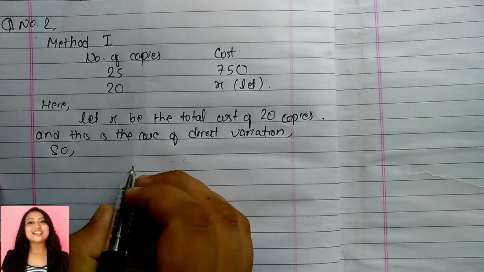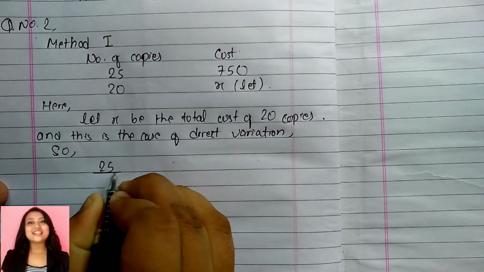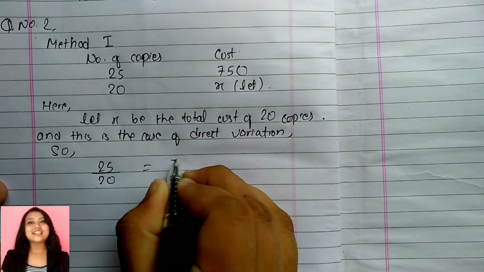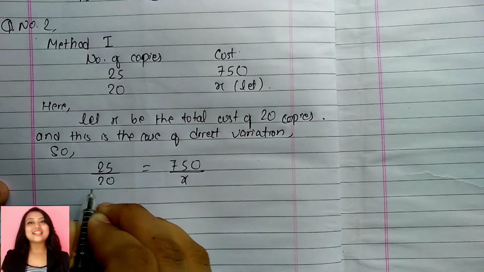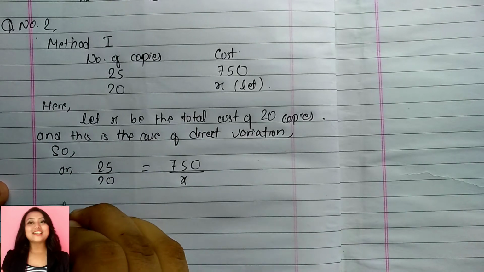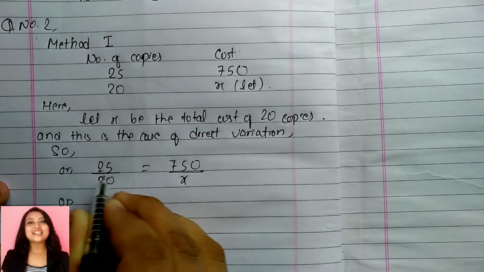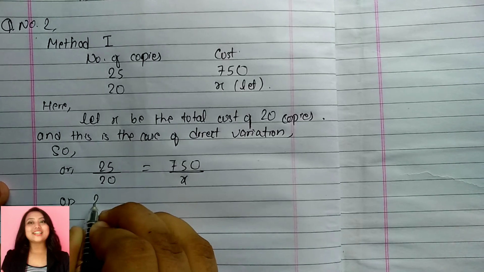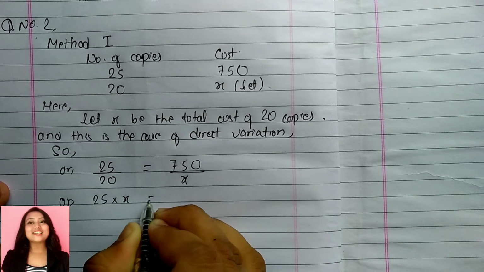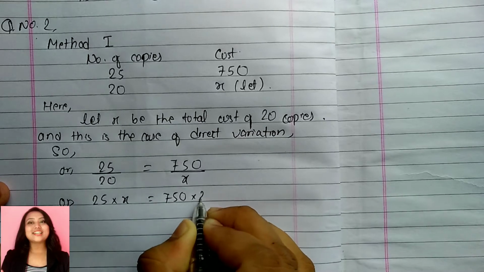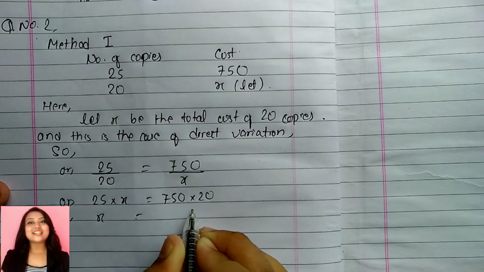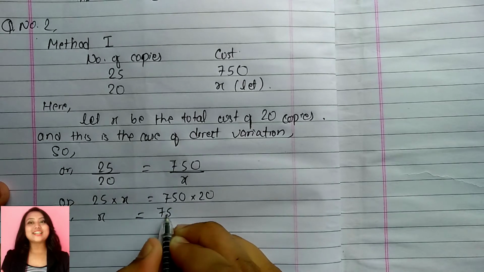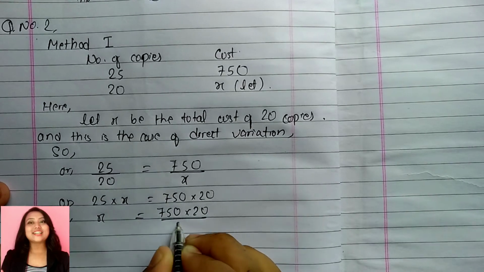So now we'll be writing 25 upon 20 equals 750 upon x, since this is a direct variation. Now what we'll be doing is the cross multiplication. 25 into x equals 750 into 20. Again, x will be here only. When this 25 goes to the other side, it will divide. So x equals 750 into 20 upon 25.